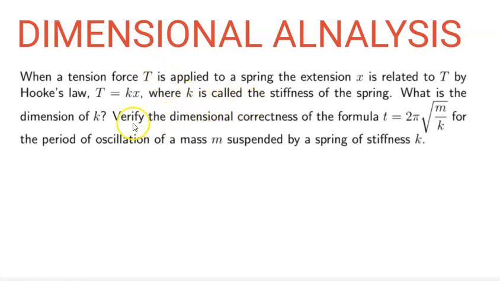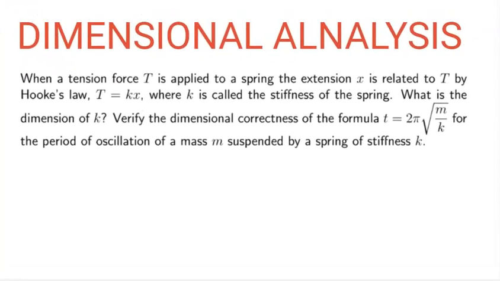First thing is we need to find out the dimension of the K. To find the dimension of the K, we have this formula. So we just write the formula first. Let's say T equals Kx. We make the K the subject. So K equals T over X, because X is being multiplied on this side.